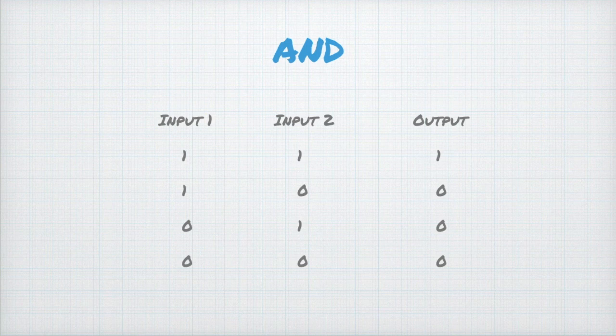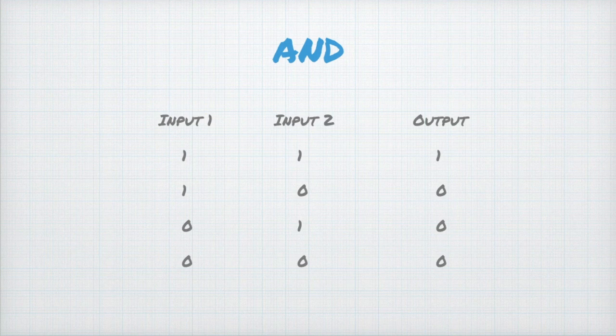So, if we take a look at the first row of this table, we are saying that when both inputs are true, we get true. The second and third rows show that if either input is false, then we get false. And the last row shows that if both are false, we still get false.